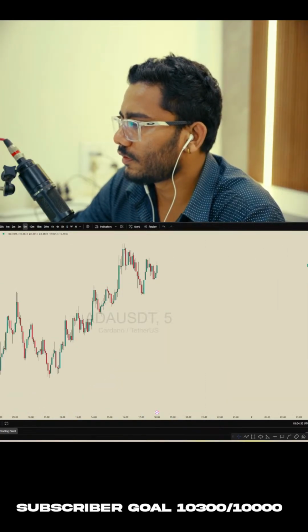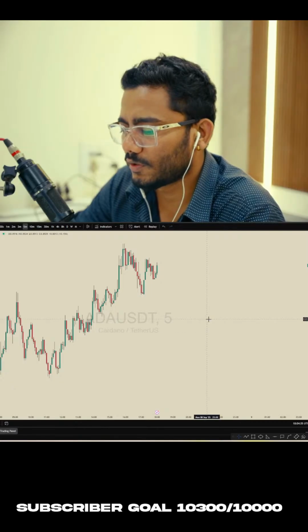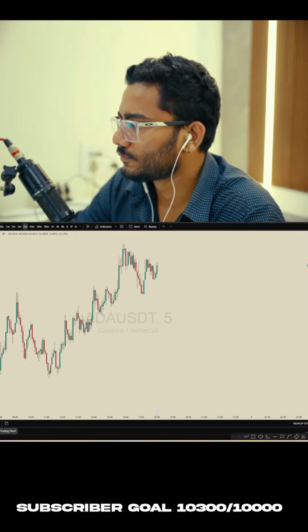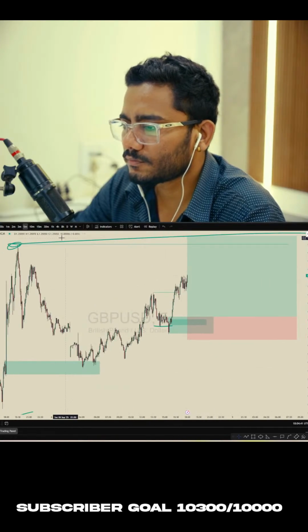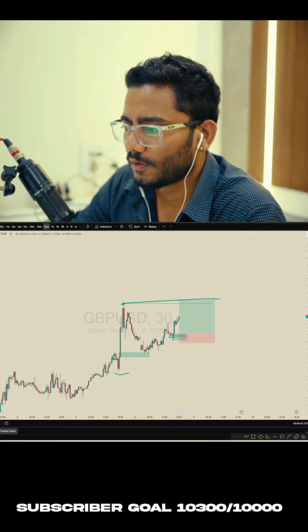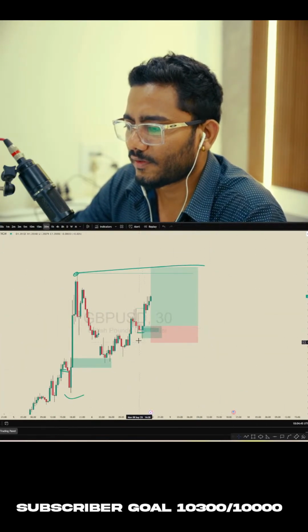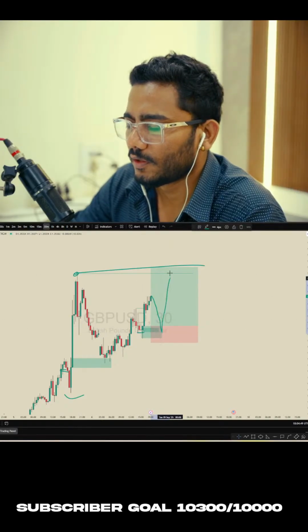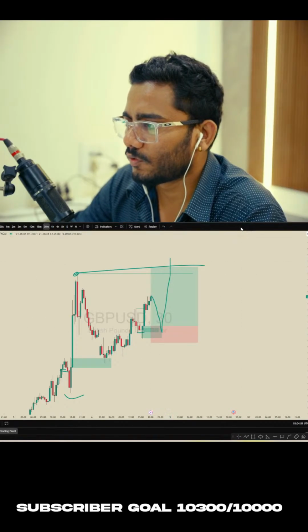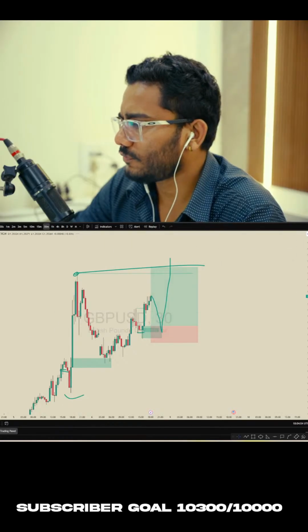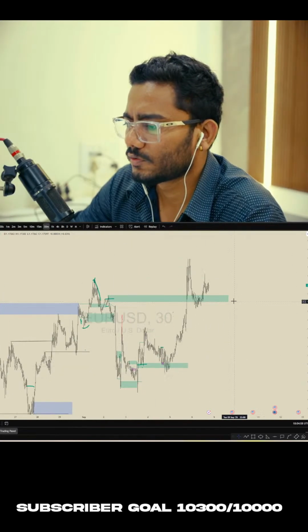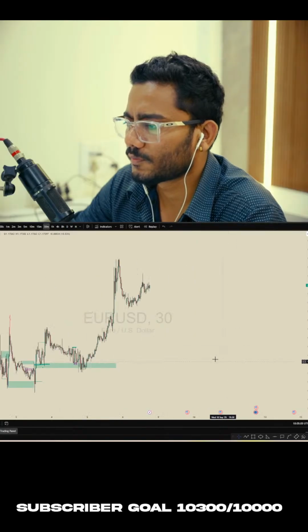EURUSD, if DXY continues to the downside, then we can look for, so right now price has created this imbalance. We have this order block. So here we can look for buy side. Don't look for sell side on EU and GU. Don't know about GU. Let's see what we have got on GU. So this is from the news.